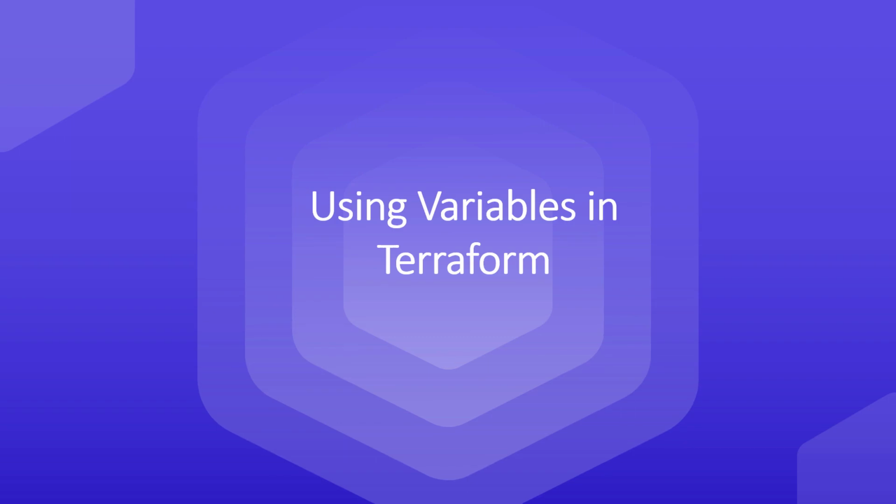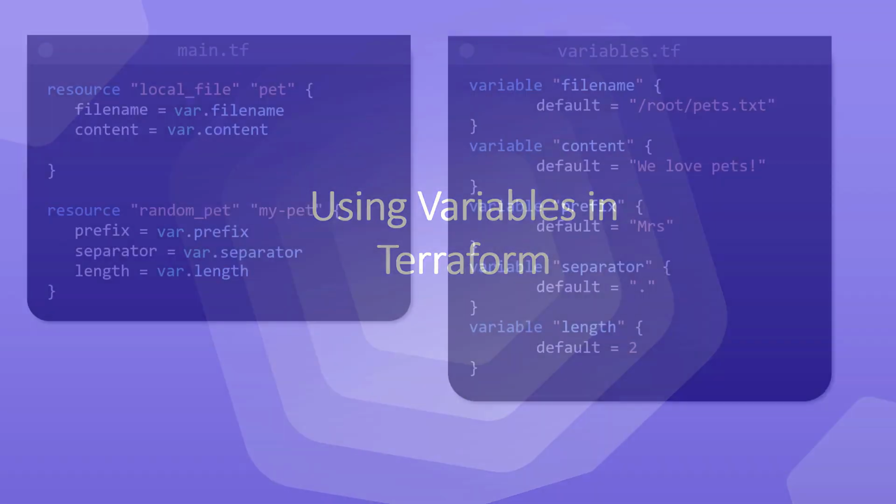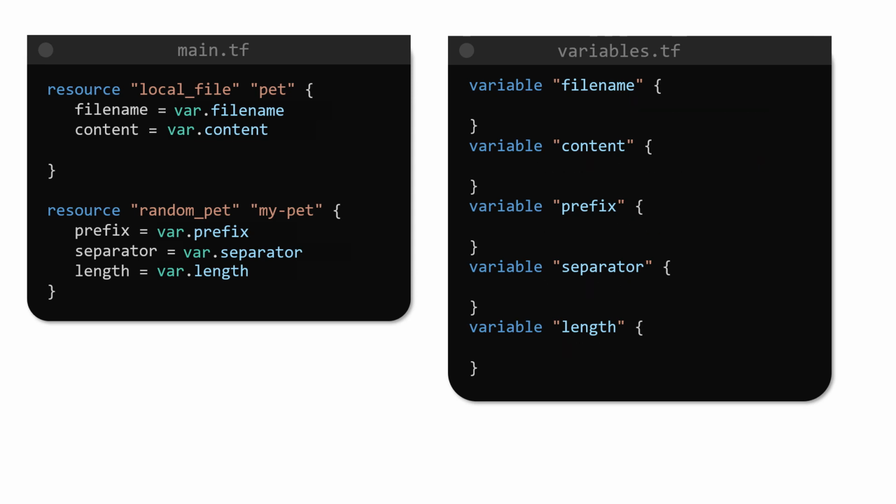In this lecture, we will take a look at the different ways in which we can make use of input variables in Terraform. So far, we have created input variables in Terraform and assigned default values to them based on a variable type. This is just one of the ways to pass in values to the variable. Earlier, we learned that the default parameter in a variable block is optional. This means that we can very well have our variable block look like this.